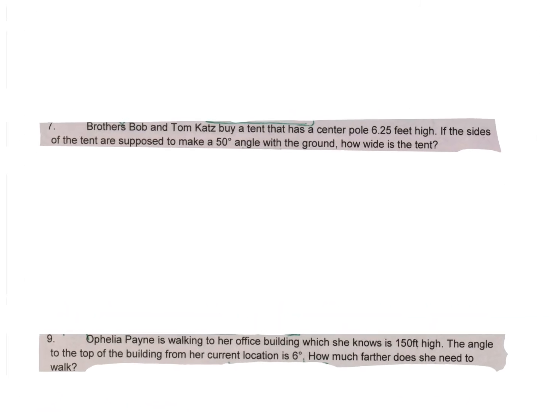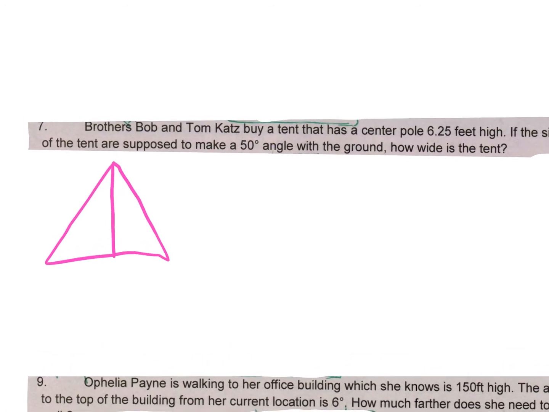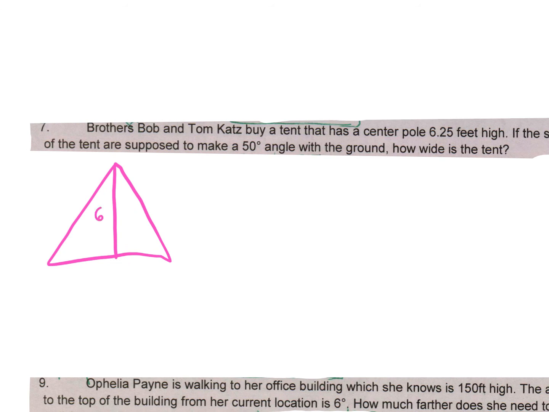So number 7 says, brothers Bob and Tom Katz buy a tent that has a center pole of 6.25 feet high. If the sides of the tent are supposed to make a 50-degree angle with the ground, how wide is the tent? So this is our tent. The center pole is 6.25 feet high. And then the tent makes a 50-degree angle with the ground.